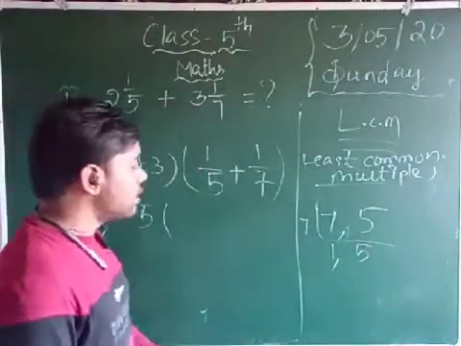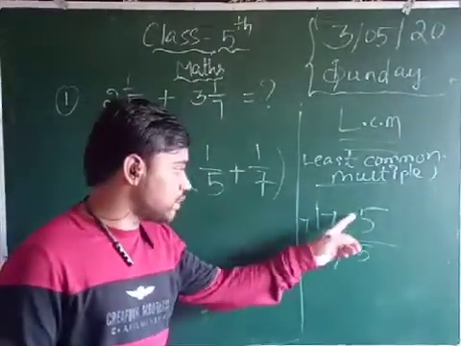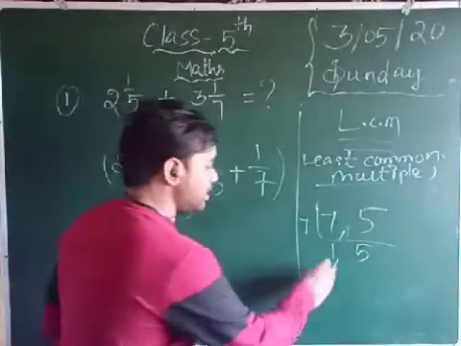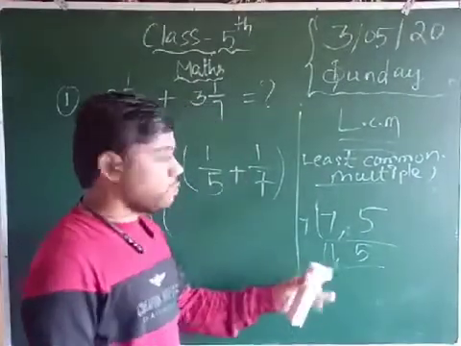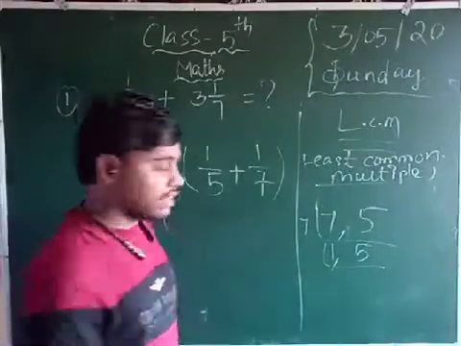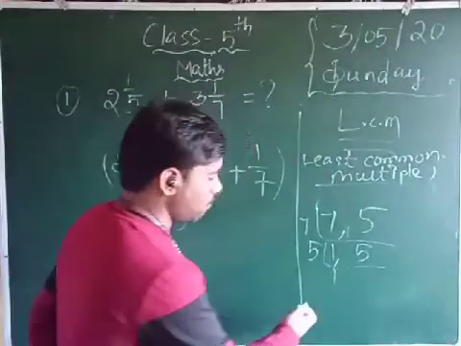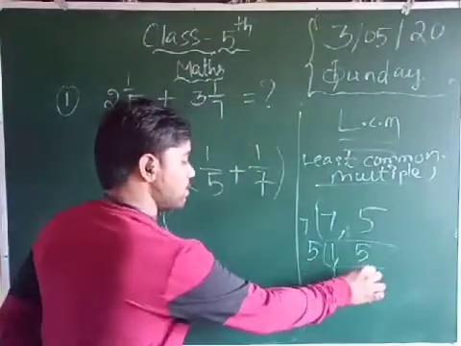Why? Because in the 7 table, 5 is not present, and that's why you can keep it down as 5. Same way, now 1 is also not present, and 5 is present in the 5 table, so 1 is not present, which means you directly keep it: 5 ones are 5.